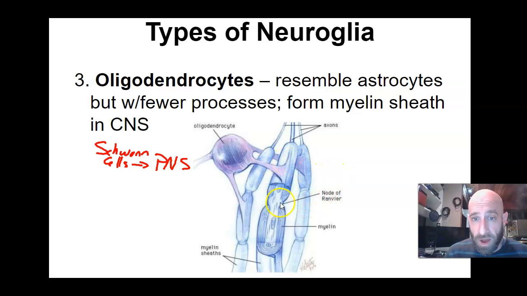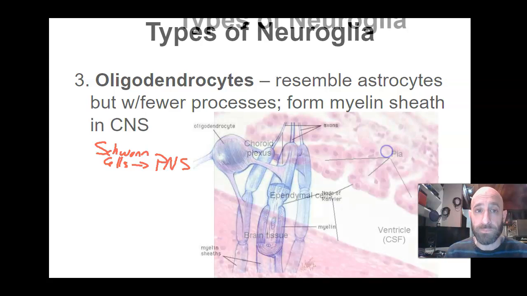So this is the node of Ranvier here. This is our myelin sheath, and you can see this is our oligodendrocyte with branching extensions wrapping around the axon, causing the myelin sheath. So in terms of what you need to know, make sure you know that the myelin sheath is produced by Schwann cells in the peripheral nervous system, and it's produced by oligodendrocytes in the central nervous system. They both do the same thing, it's just they're different types of cells that do it.